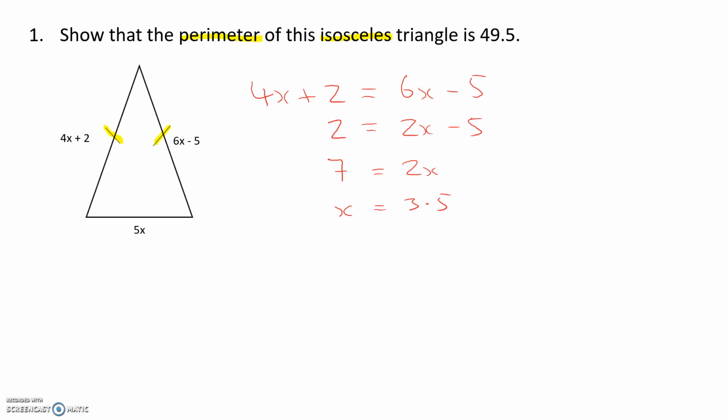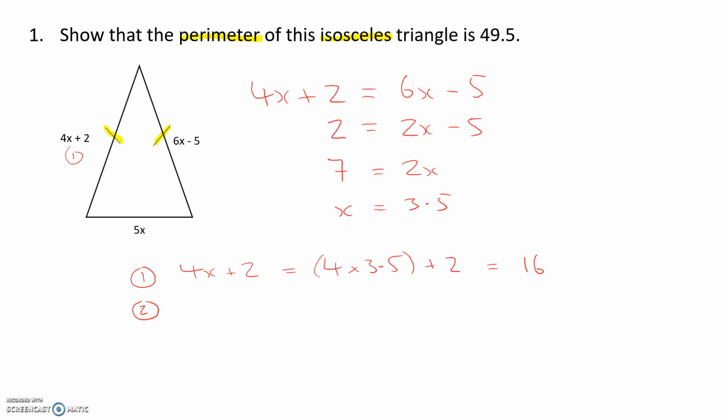We can now plug it into those three sides. So let's do side 1 first. So side 1, call this side 1. We're going to get 4x plus 2. Well, we now know that's equal to 4 times 3.5 plus 2. Don't need the brackets, but let's put them there. And what do we make that? 2 times 7 is 14, plus a 2, I make that 16.